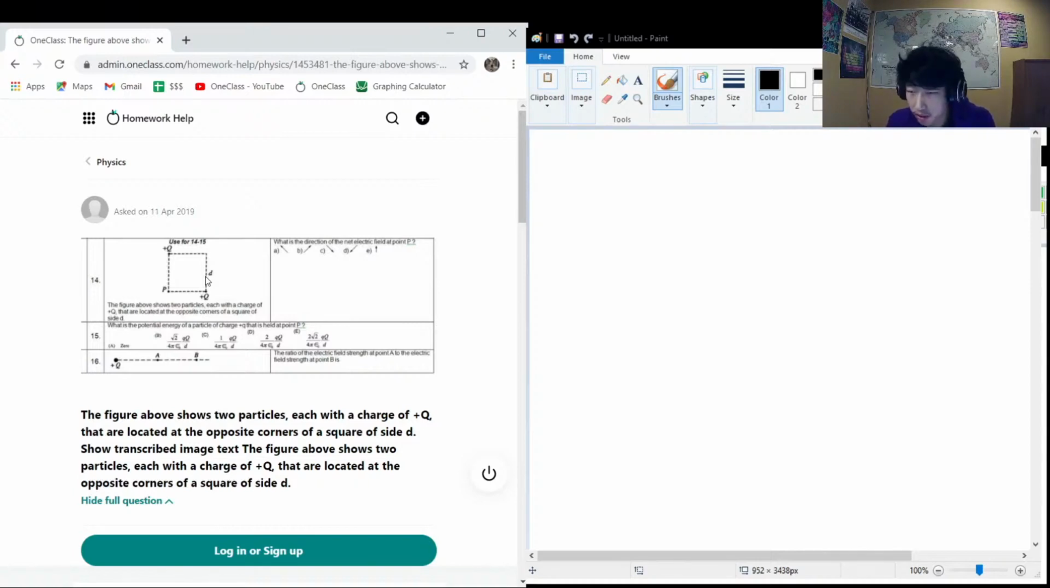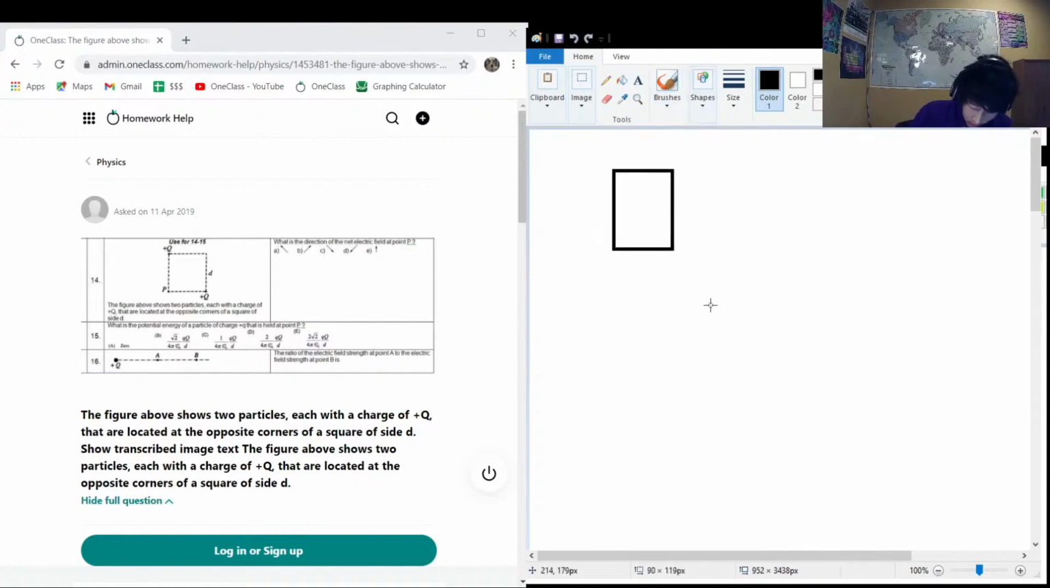So 2 particles, each with a charge of positive q, are located on opposite corners of a square. And the side of the square is d. So the question is asking, which is the direction of the net electric field at the point P, which is right here. Okay, so let's actually draw out this situation. Conveniently, I can draw out a nice square like this to represent this situation.